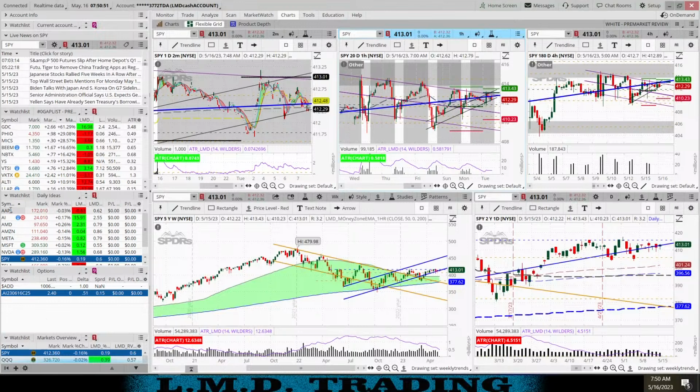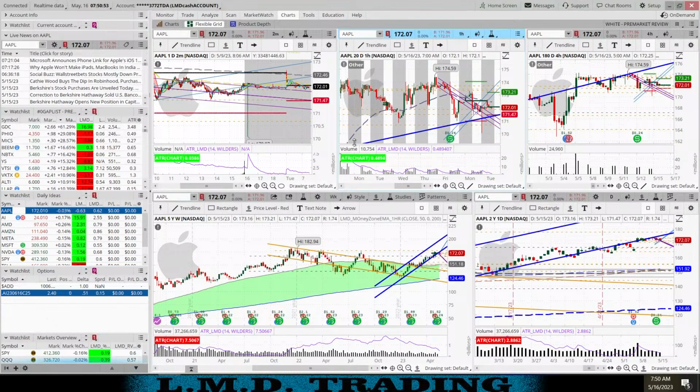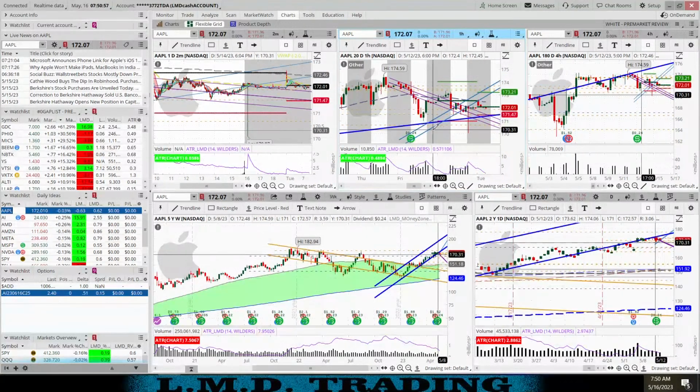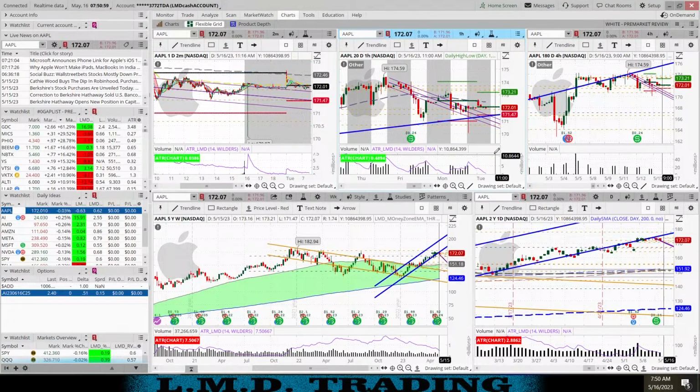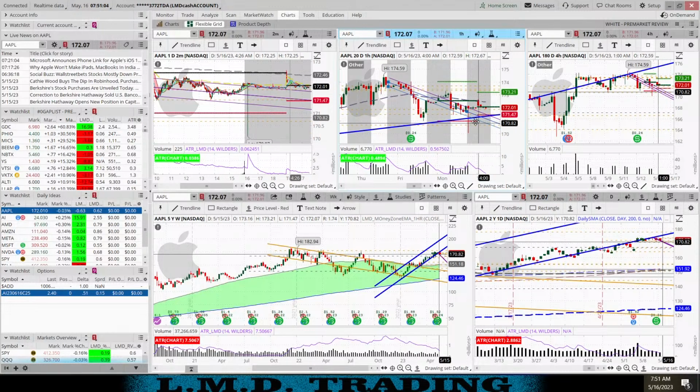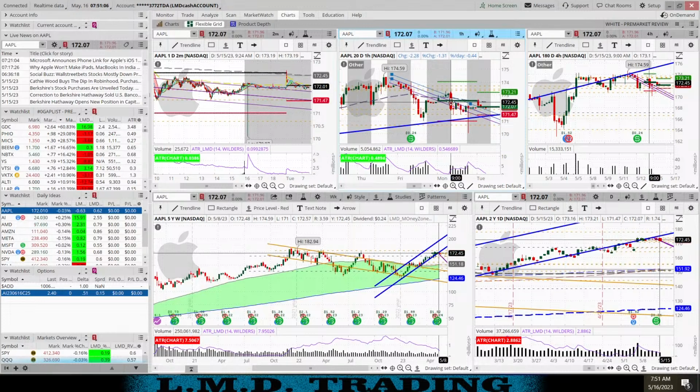Let's just run through our daily ideas list real quick. This is Apple. I'll blow the hourly up. This line here is out of play. We'll get rid of it. What I'm going to do on this one is just activate it. I won't delete it. I'll just move it up to the top side.